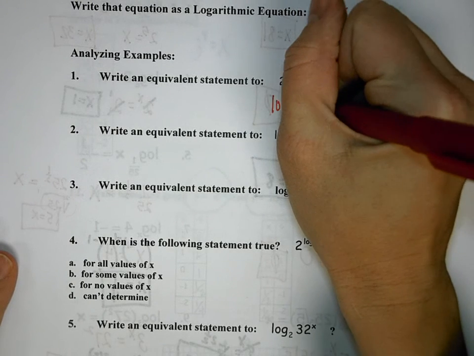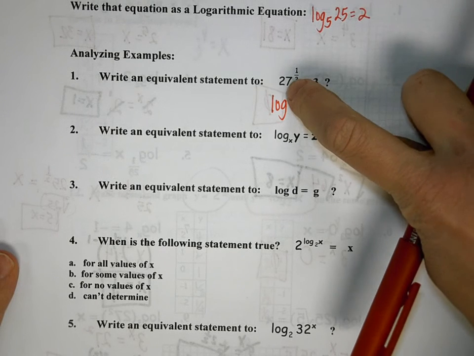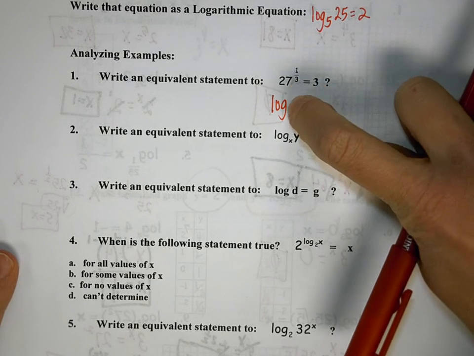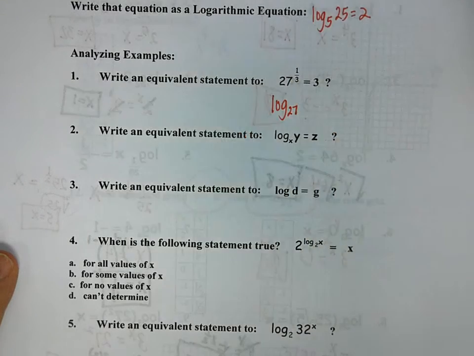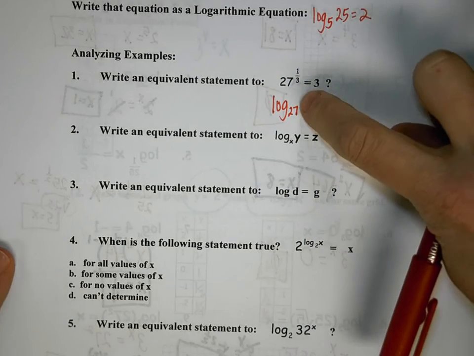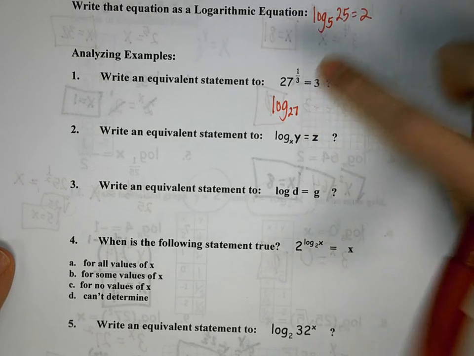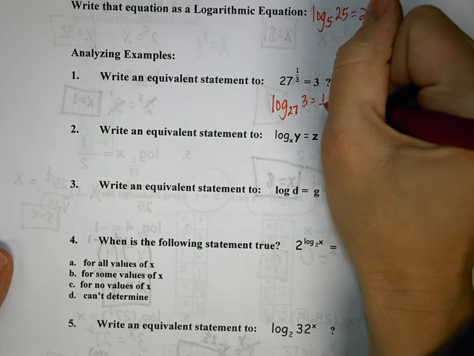Log of 3. So remember that this number is going to be my base. So it's going to be log base 27. And then, do you remember which number is going to be the big number here? 3. And then that equals 1/3.